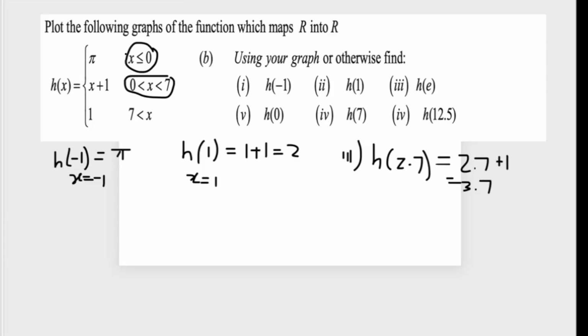H of 0, this is using 0. So that means my answer would be pi. H of 7, none of them is using 7 because none of them have equal to. So this one we said would have been undefined. And 12.5, remember we said this is saying x is greater than 7. So by right, x greater than 7, it means this would be the answer. So my answer would be 1.